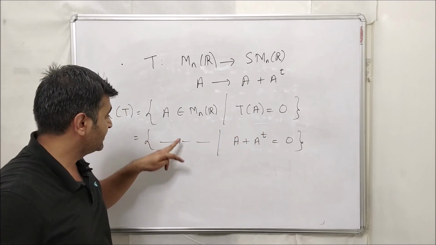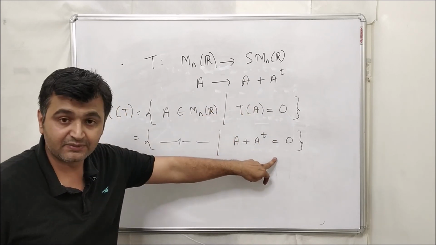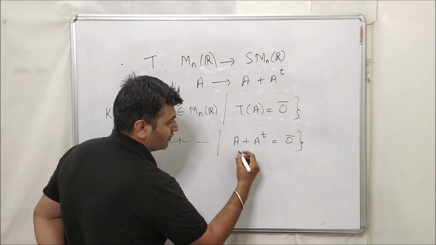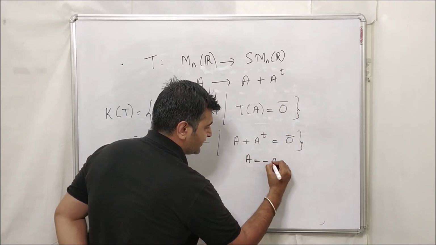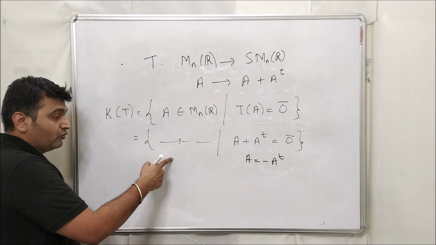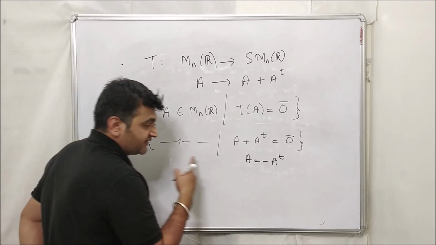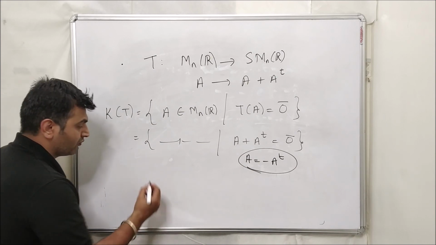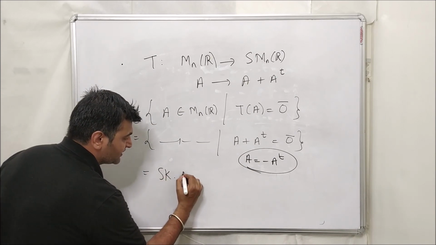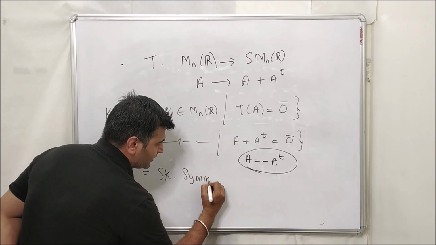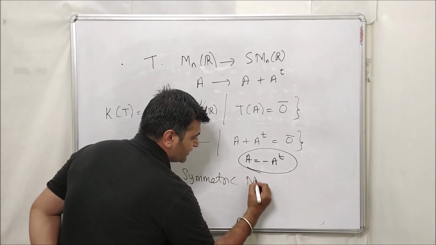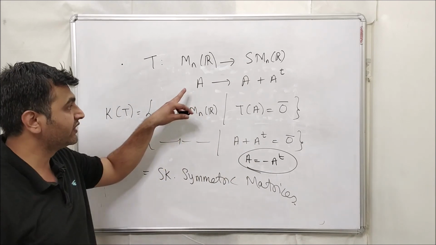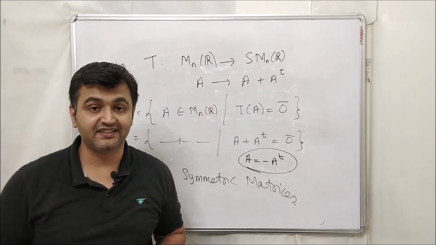Now what is T of A? A plus A transpose equal to 0. This is my 0 matrix. So what is this? This implies A equals minus A transpose. So all those matrices in the domain which satisfy this condition will be in the kernel. So what is the kernel? Kernel is nothing but the set of all skew symmetric matrices. If you take any skew symmetric matrix over here, its image will always be 0.